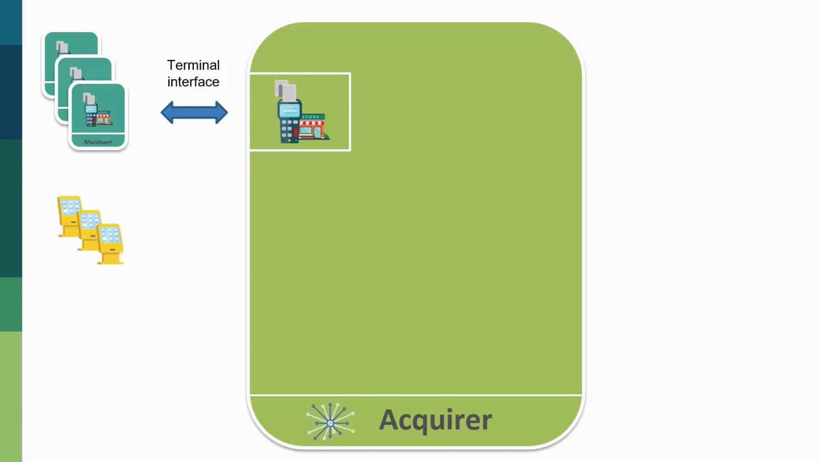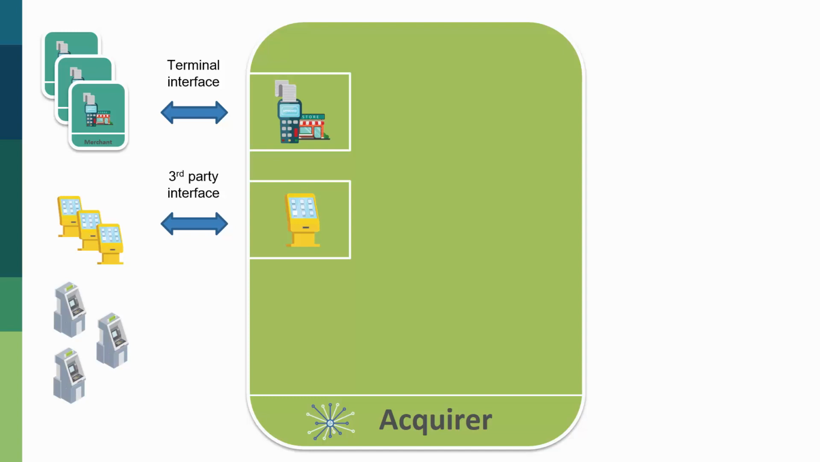The acquirer can also receive payment messages from third parties, such as terminal integrators or value-added resellers, and so on. For this, the acquirer has an interface dedicated to third-party connections on the switch, and they use this interface to exchange messages.